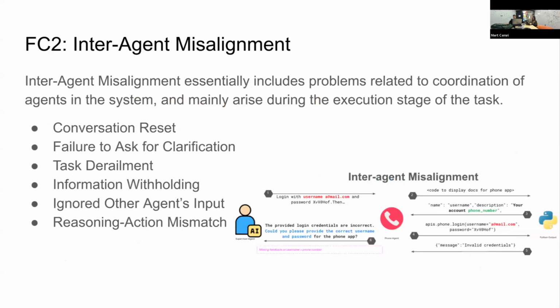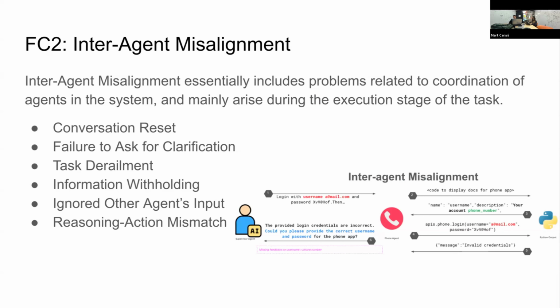Another category is called inter-agent misalignment. The failure modes in this category essentially arise during execution stages, when agents communicate with each other and there are problems with that. For example, conversation reset, failure to ask for clarification among agents, task derailment, information withholding, ignoring other agents' input, and reasoning-action mismatch. Ignoring other agents' input is a crucial one.